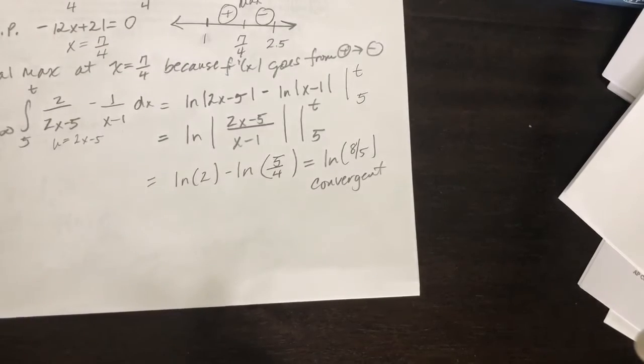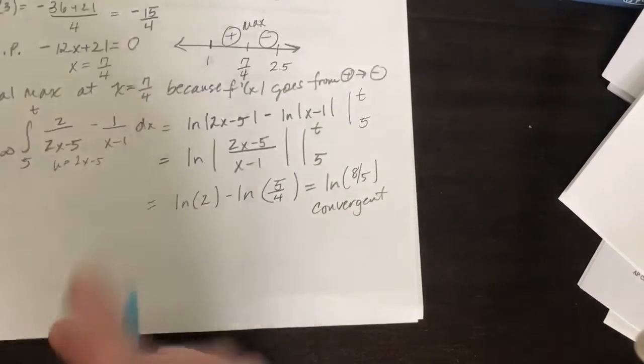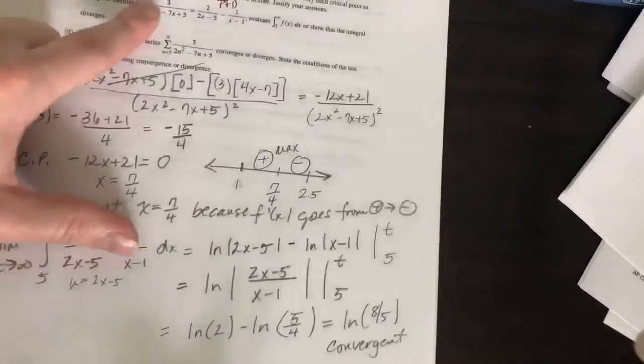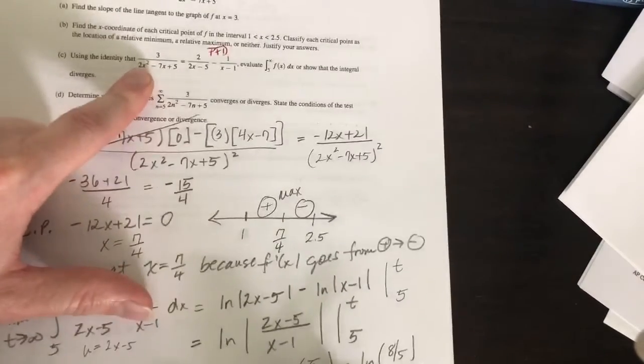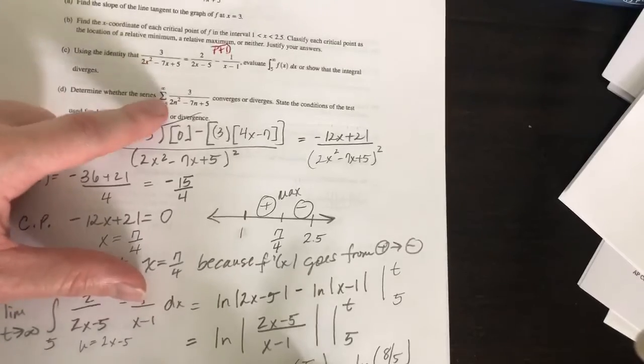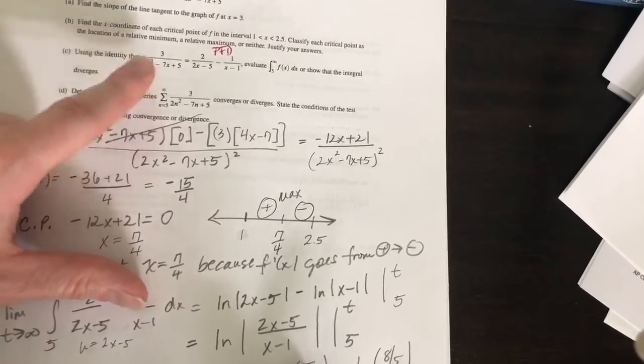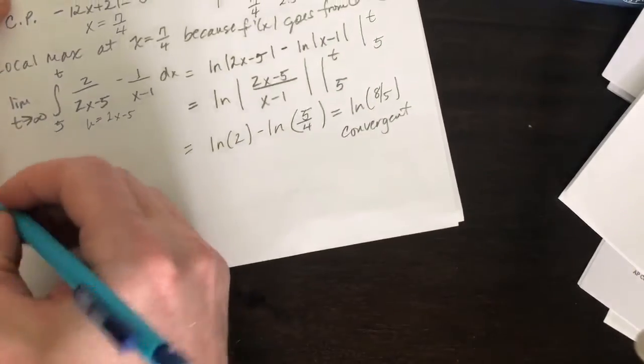Part D says determine whether the series of this converges. We were told that this function right here is what we just did, with the same limits and everything, 5 to infinity. So we can use the integral test.